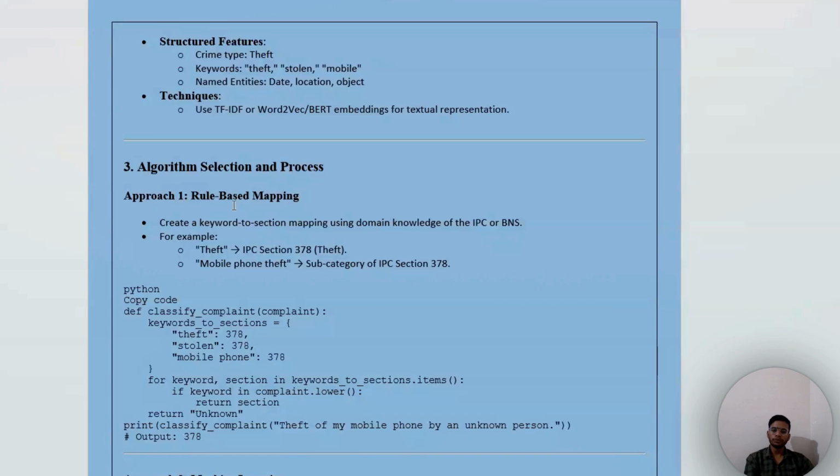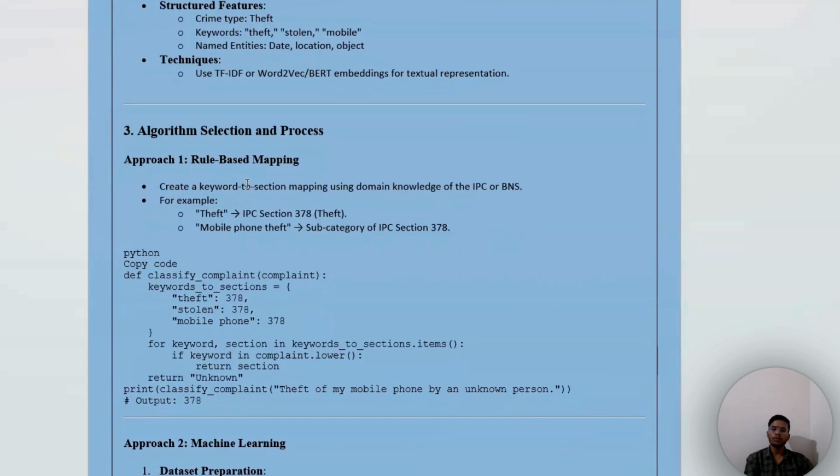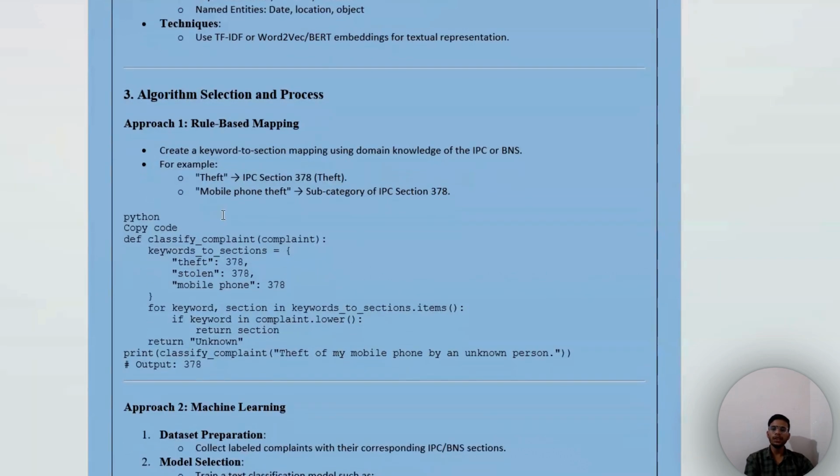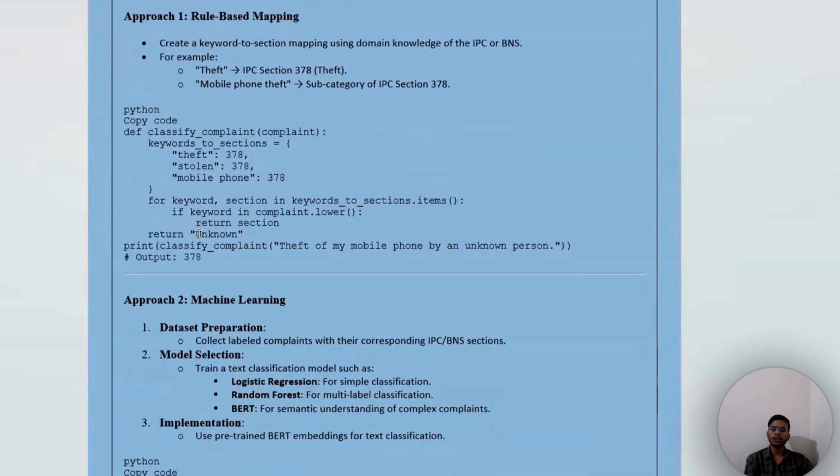Algorithm selection and process. This is a rule-based mapping in which we create a keyword to section mapping using domain knowledge of the IPC or BNS. For example, we have theft, IPC section 378, mobile phone theft, a subcategory of IPC section 378. This is the Python code for rule-based mapping.